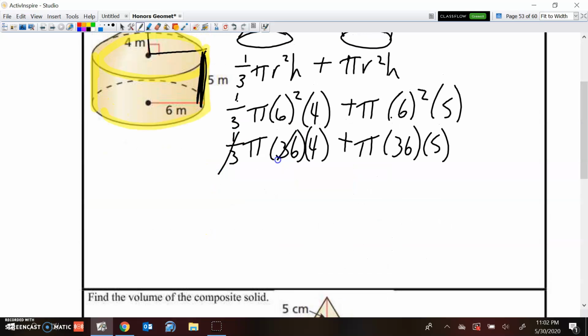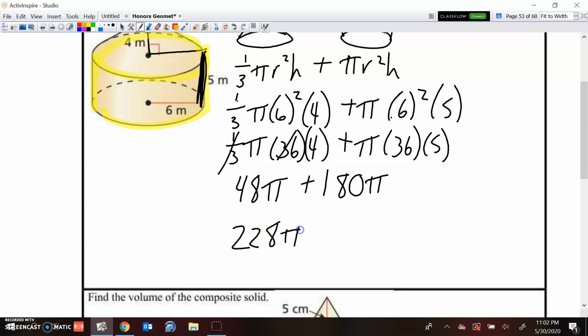All right, 1/3 of 36 is 12. 12 times 4 is 48. So I have 48 pi plus 36 times 5 is going to give me 180 pi. So if I add these two together, I get 228 pi meters cubed, which is approximately 716.28 meters cubed. Okay, so it's just doing them in pieces.